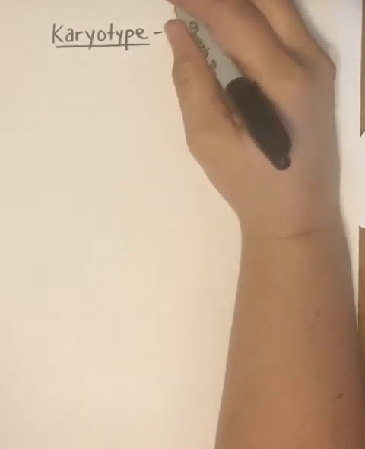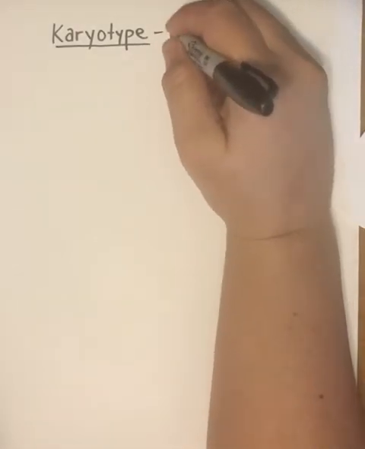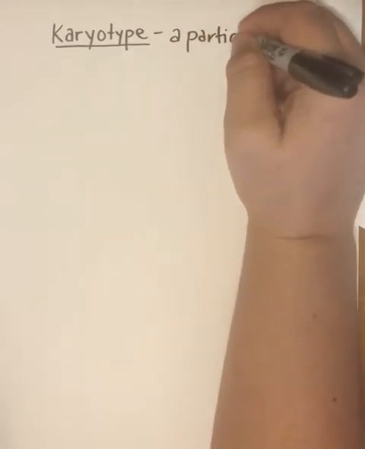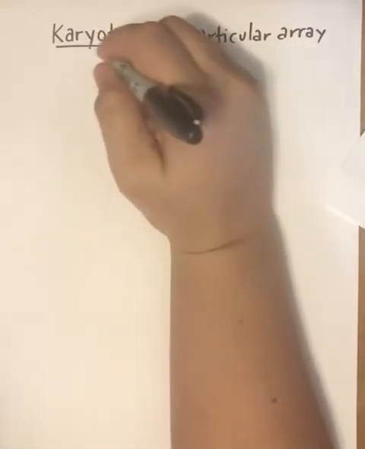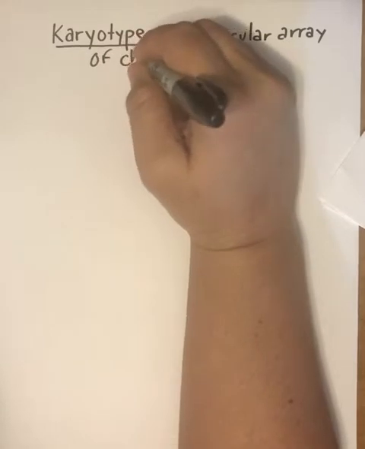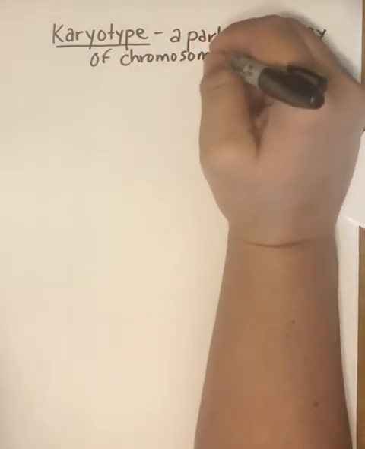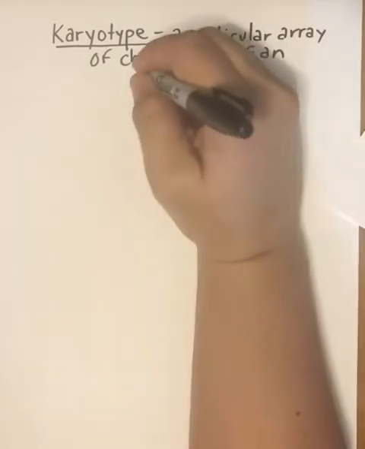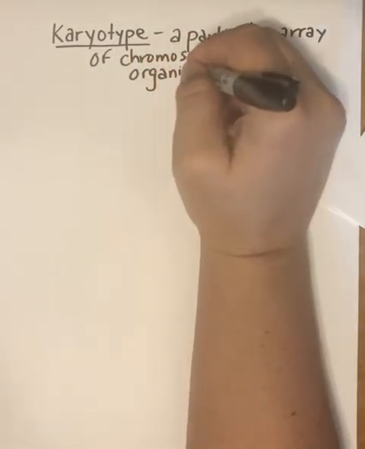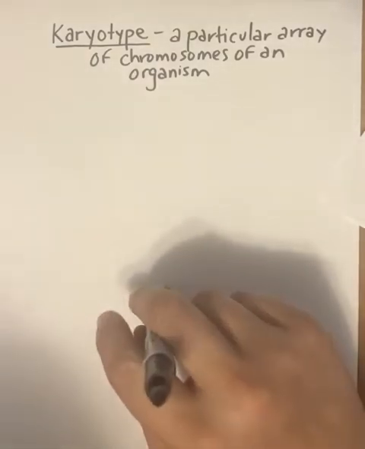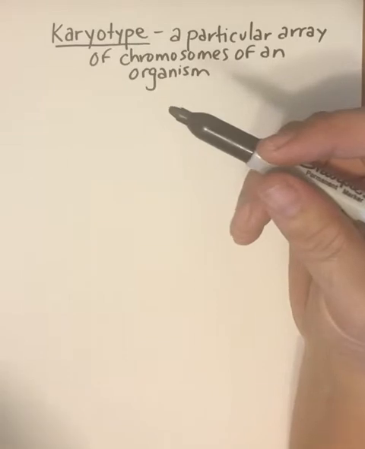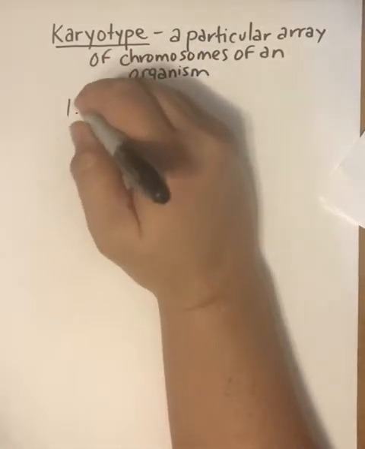Going to talk about karyotypes. A karyotype is a particular array of chromosomes of an organism. Now, it's important to understand when we do a karyotype, basically to figure out the number of chromosomes that an organism has, we have to first collect a cell.